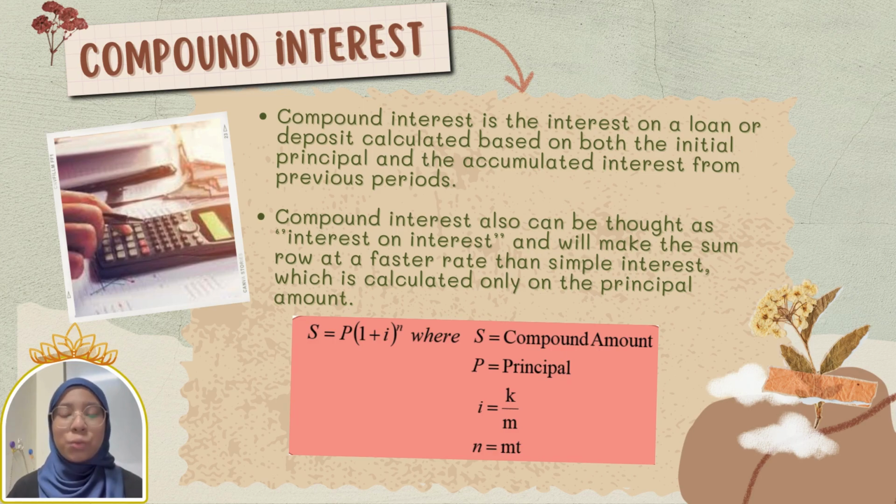Okay, let's get started. What is compound interest? Compound interest is the interest on a loan or deposit calculated based on the initial principal and the accumulated interest from previous periods. It can also be thought of as interest on interest, and will make the money grow at a faster rate than simple interest. As you can see, this is the formula: S equals P(1 + i)^n, where S is the compound amount and P is the principal. Another formula is i equals k over m, n equals mt.